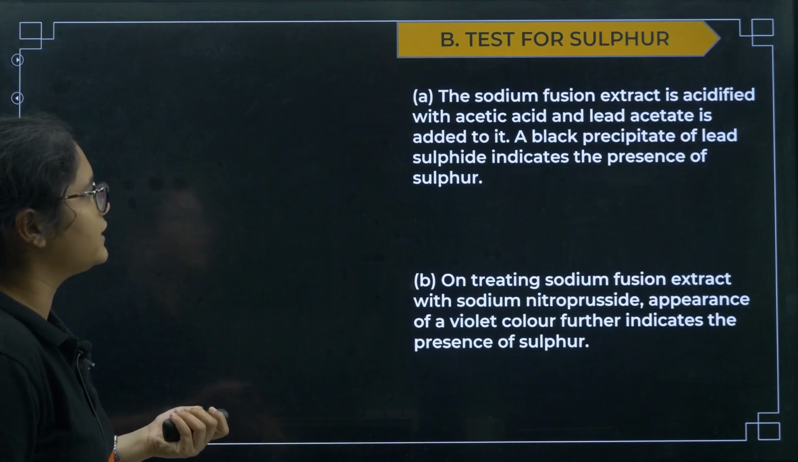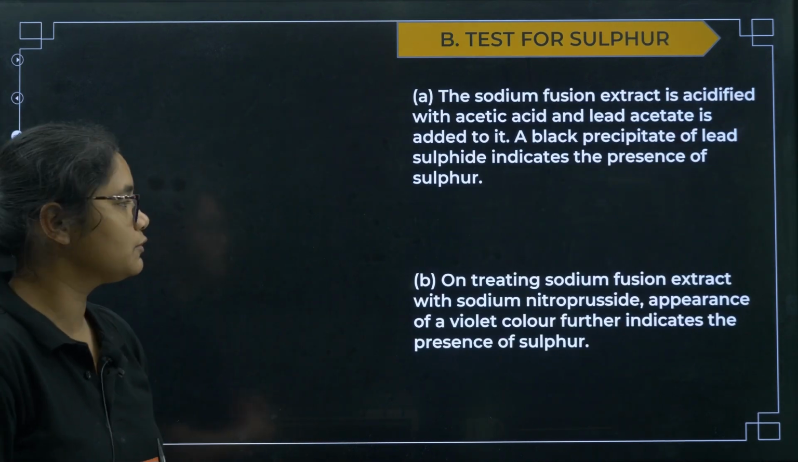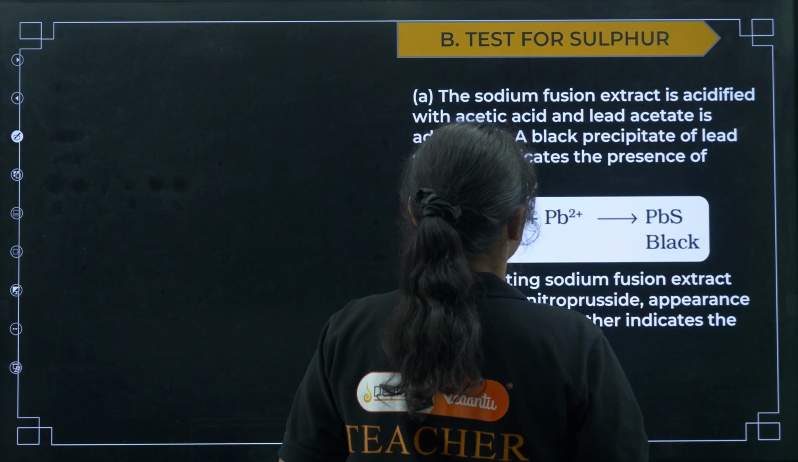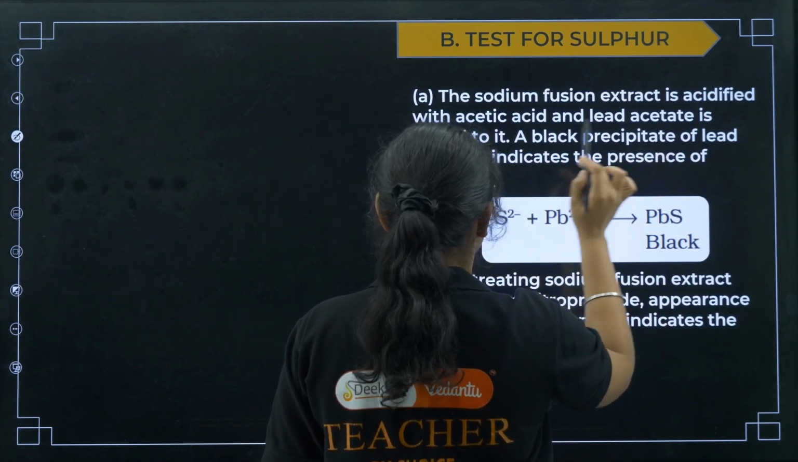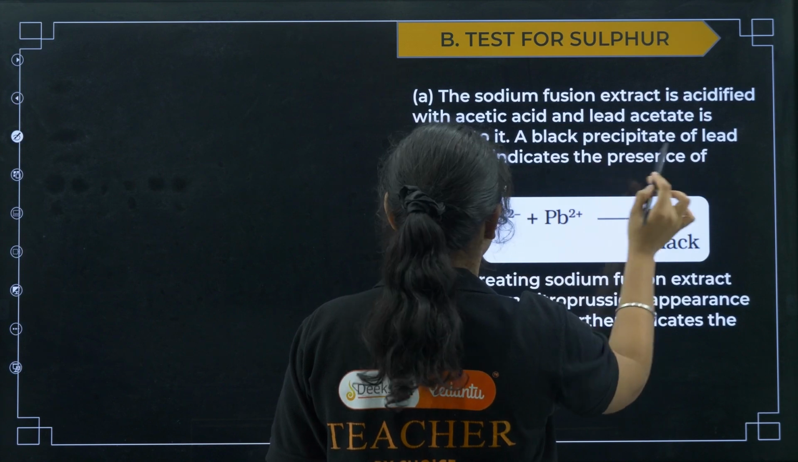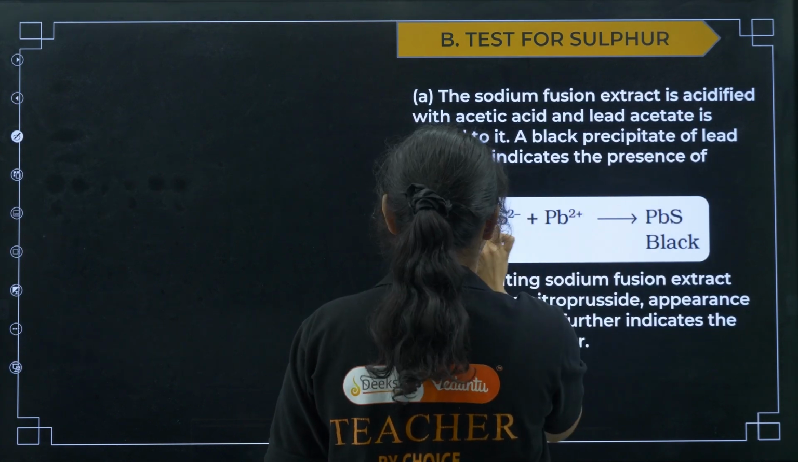Next we can do the testing for sulfur. So for sulfur, the sodium fusion extract is acidified with acetic acid and lead acetate is added to it. A black precipitate of lead sulfide indicates the presence of sulfur.